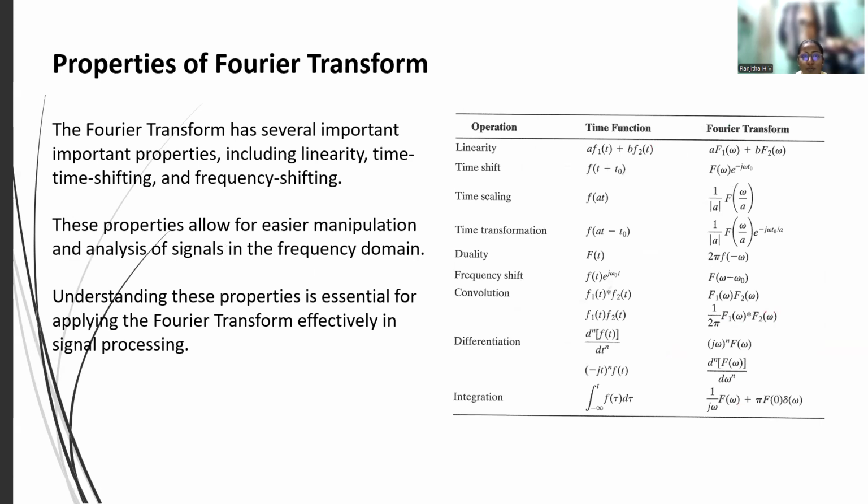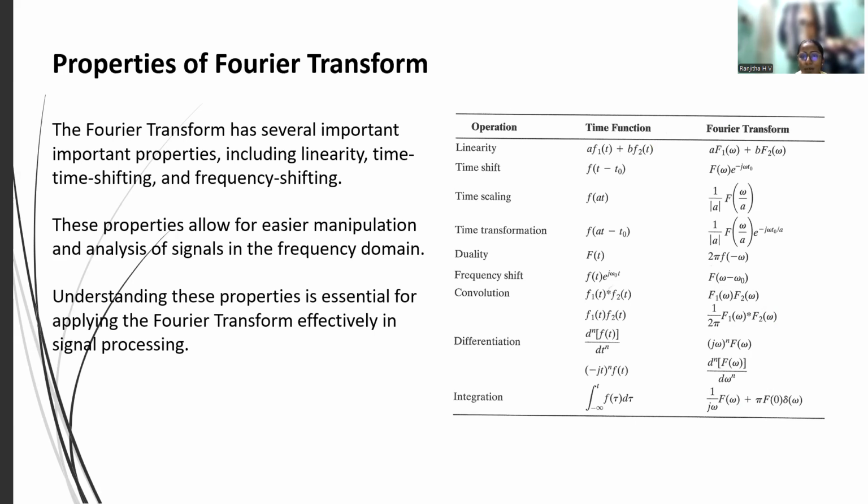The properties of the Fourier transform. The Fourier transform has several important properties, including linearity, time shifting, and frequency shifting. These properties allow for easier manipulation and analysis of signals in the frequency domain. Understanding these properties is essential for applying the Fourier transform effectively in signal processing.